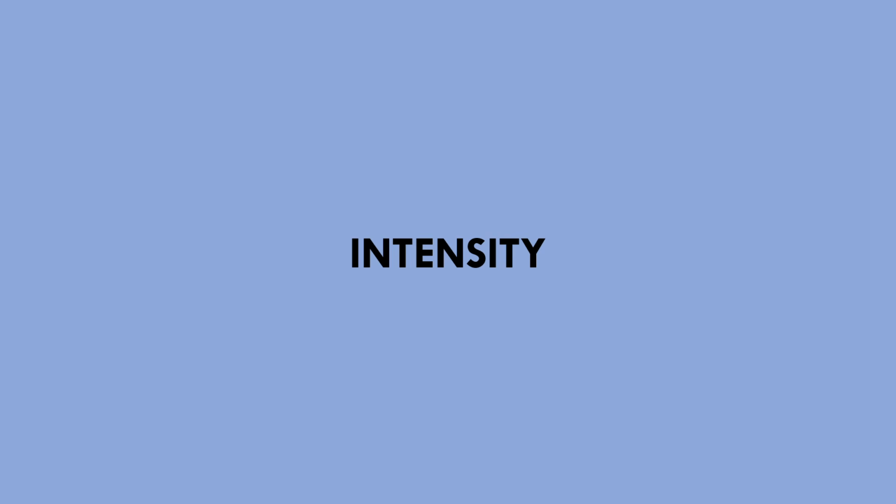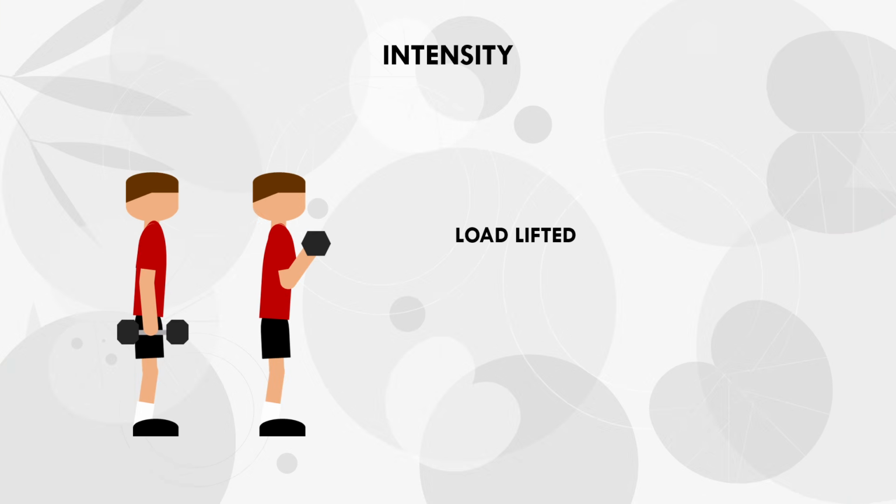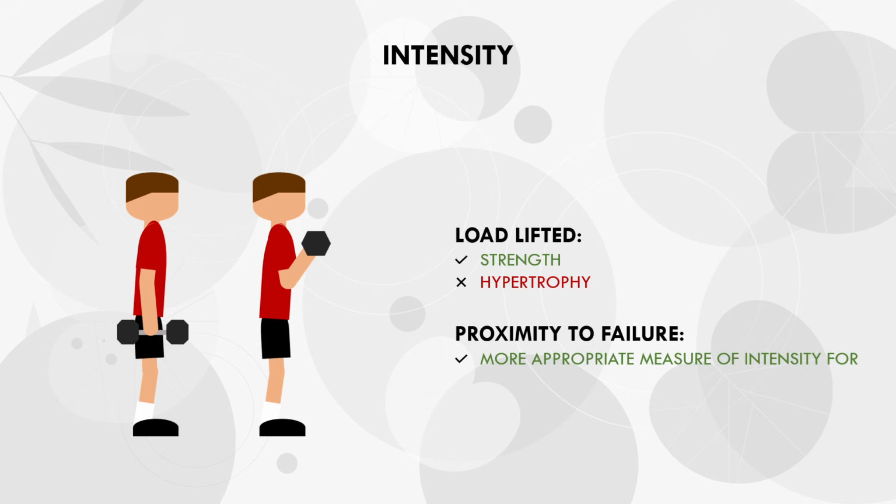For strength training, intensity refers to the load lifted on the bar, but for hypertrophy training, it is not so straightforward. As we know, hypertrophy can be achieved anywhere in the approximate 6 to 20 rep range, provided that sets are taken close to failure. So load lifted isn't really relevant as a metric for intensity for hypertrophy training. Rather, a more appropriate metric would be proximity to failure. In other words, how close a set is taken to failure.